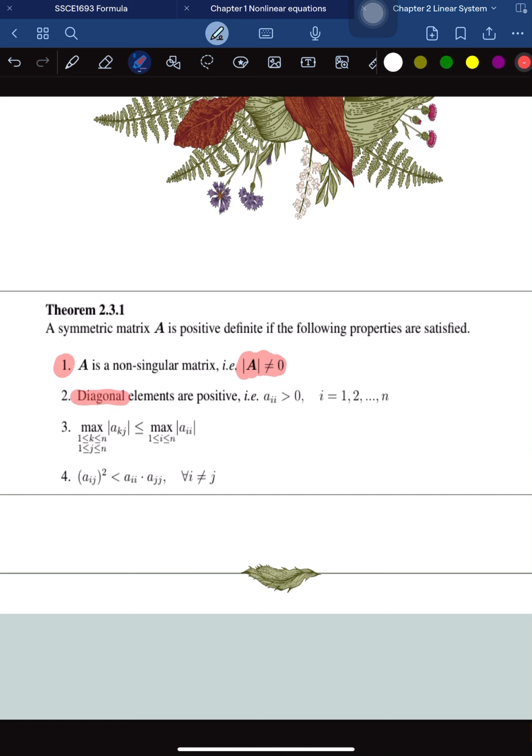And then the diagonal must be positive. And then the maximum value at the diagonal must be greater than the maximum values other than the diagonal. And then aij squared must be less than ai multiplied with aj. So these are the properties of symmetric, positive definite. After you check all these properties, then you can apply the Cholesky method.